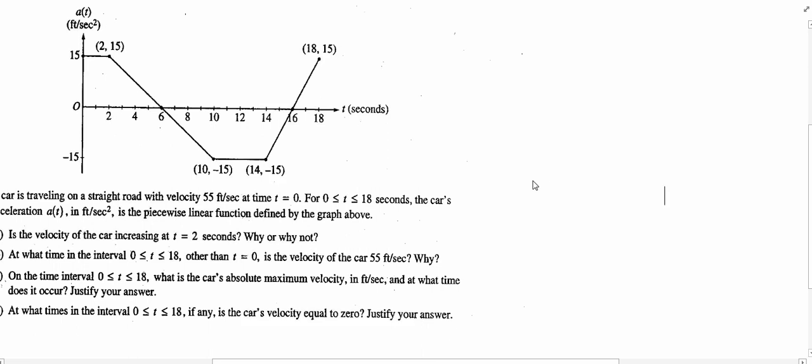Alright, we're going to try another free response here. This time we have a graph, and it's a piecewise function, looks like, and it's giving us the acceleration with time from 0 to 18 seconds, and they give us some information. So let's read through the first part of it.